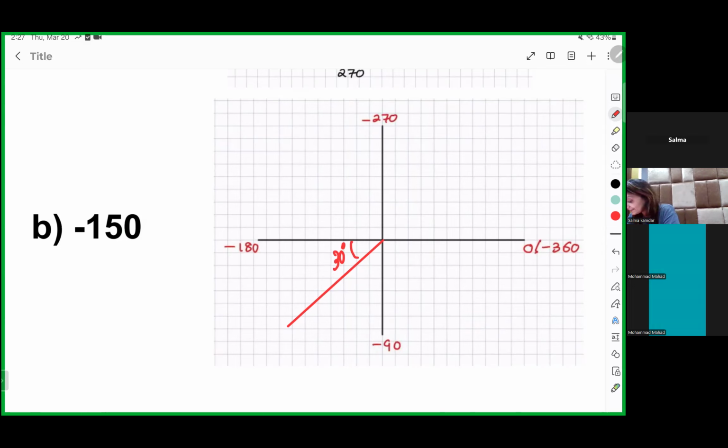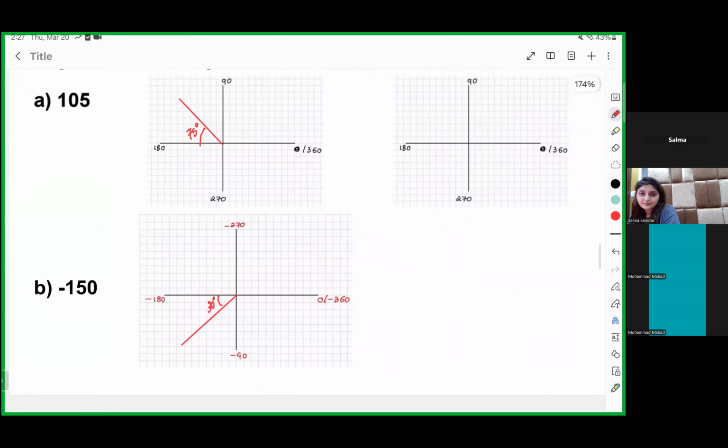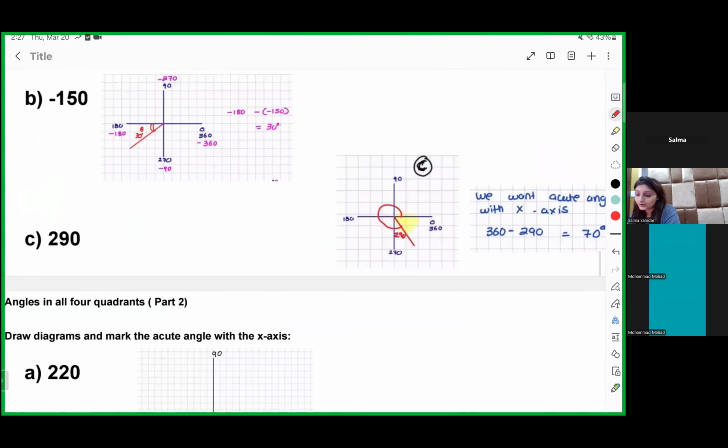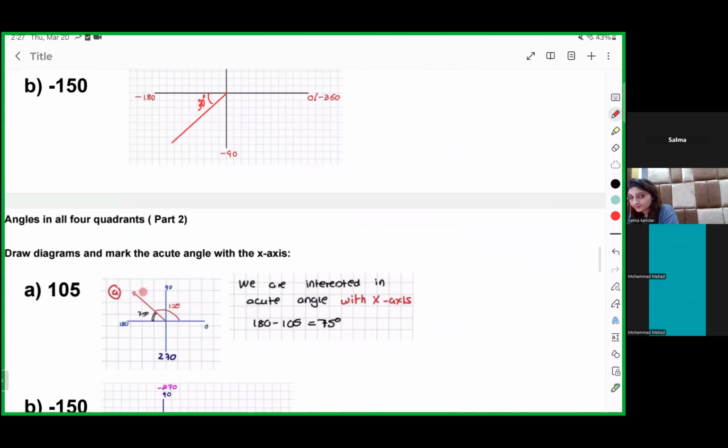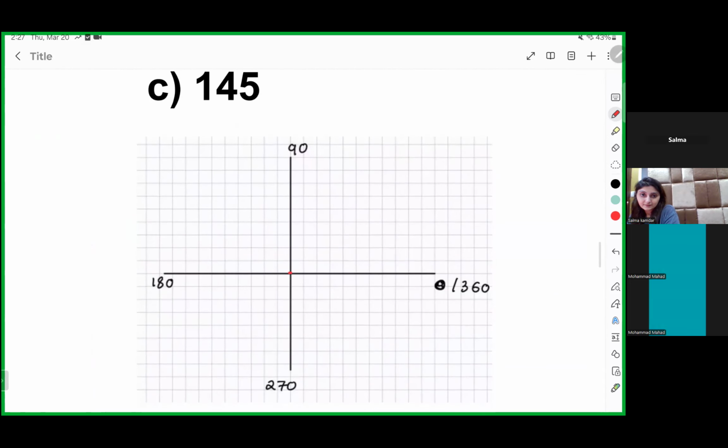Okay, 290 degrees? No, sorry, 145. Yeah, 145. So it's going to be in the third quadrant again. Third quadrant, that is, sorry, second quadrant. My bad, miss. 180 minus 145 gives us 35 degrees. Okay, so you mark the acute angle with the x-axis.